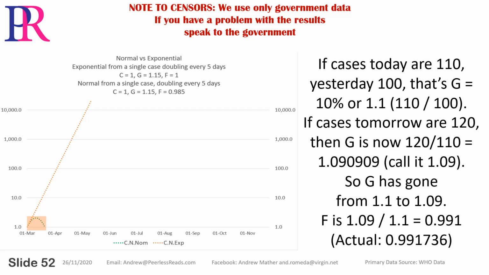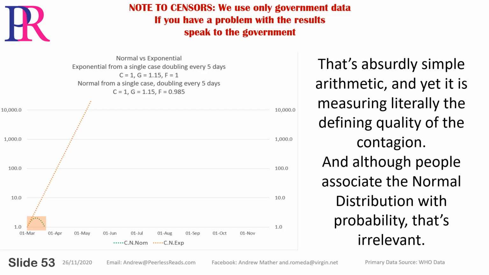If cases today are 110, yesterday 100, that's G equals 10% or 1.1, 110 over 100. If cases tomorrow are 120, then G is now 120 over 110 or 1.090909. We'll call it 1.09. So G has gone from 1.1 to 1.09. So F, the decline in G, is 1.09 over 1.1. It's 0.991 approximately. The accurate figure is 0.991736. That's absurdly simple arithmetic, and yet it is measuring literally the defining quality of the contagion.